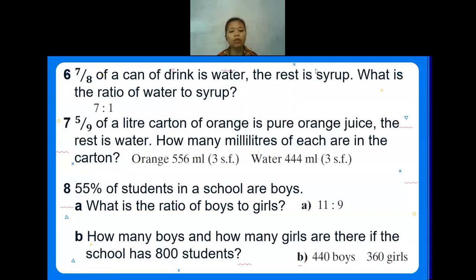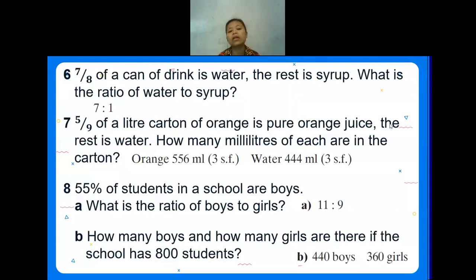Is there anyone having any questions still? Is there anyone for questions 6, 7, and 8? Is there anyone having any difficulties? No? Or is my voice audible enough? Hello? Yes, teacher. Okay. Is there any number that I need to discuss more from the exercise 6.3, before I continue to the inverse proportion?